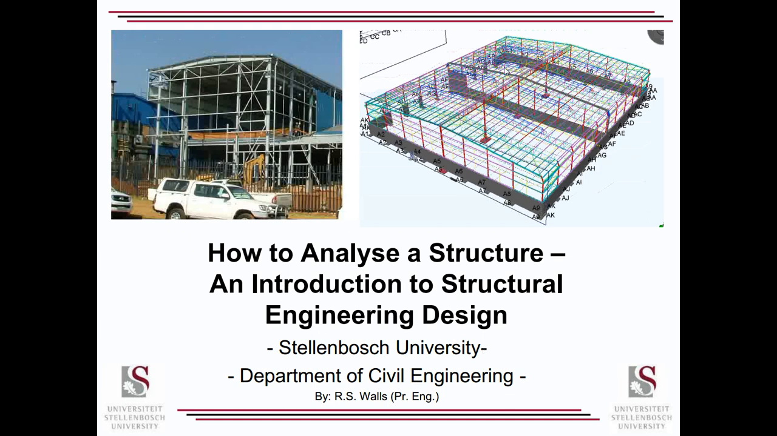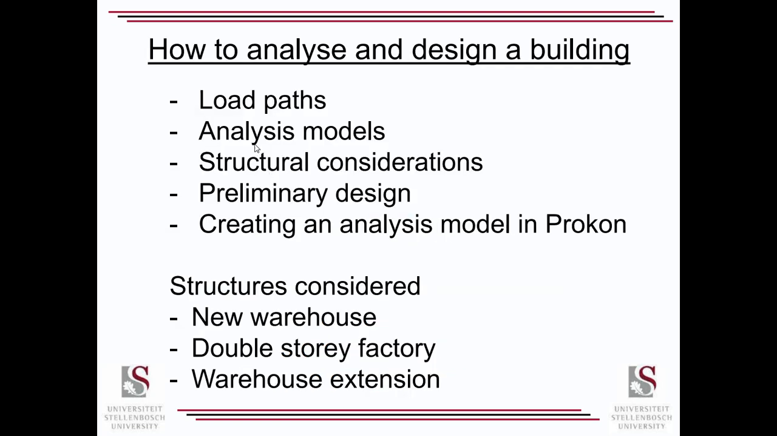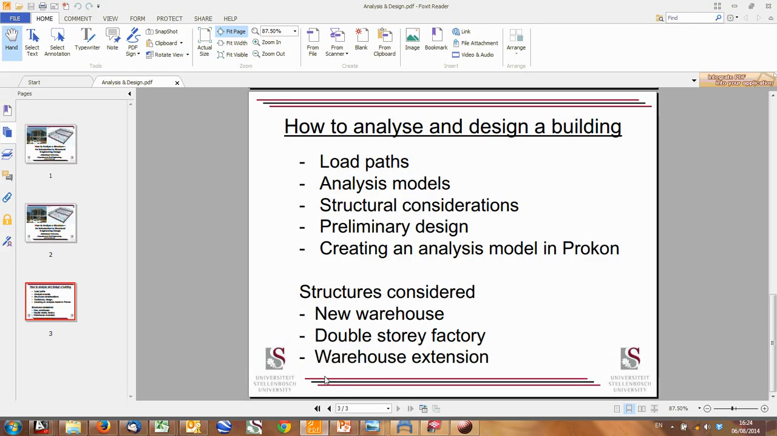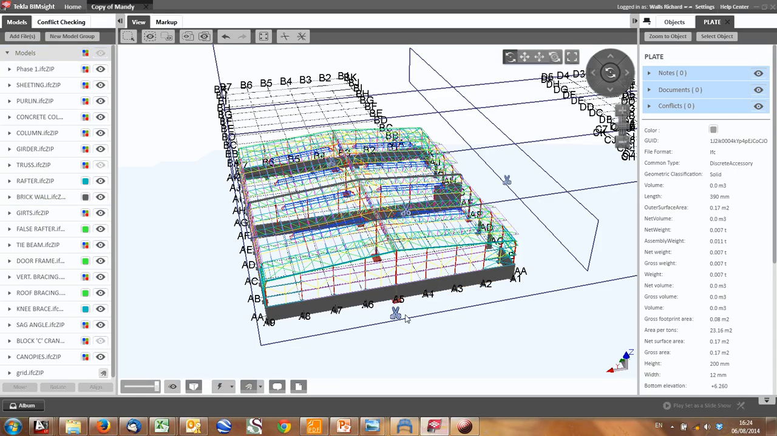What we're going to be looking at is various three-dimensional models and even some pictures of completed structures, but also some analysis models. We're going to look at various things: load path, analysis models, structural considerations, some preliminary designs you can check, calculations, creating an analysis model in Prokon. We're going to consider various structures. We're going to have a look at a new warehouse, a double-story factory, and also an extension to an existing warehouse. I'm just going to pull up my first model now.